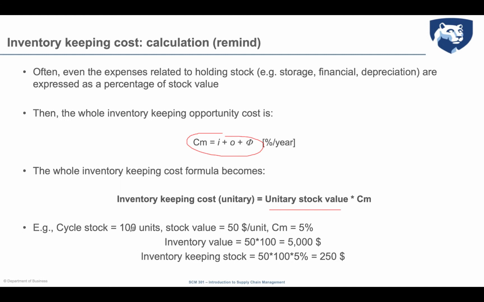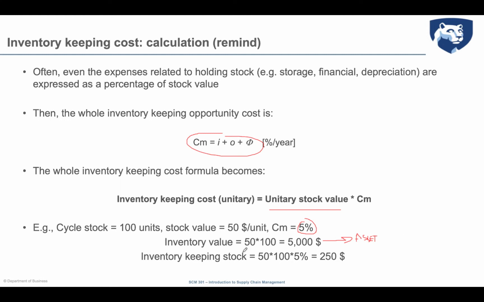This is the example. If my cycle stock is 100 units and the stock value is $50 per unit and the cost of maintaining stock is 5%, how much is the inventory value? The inventory value is the value of the stock: 50 multiplied by 100 units, the average I have in stock. So this is, remember, the asset value of your inventory, the one that you find opening the balance sheet of your company.